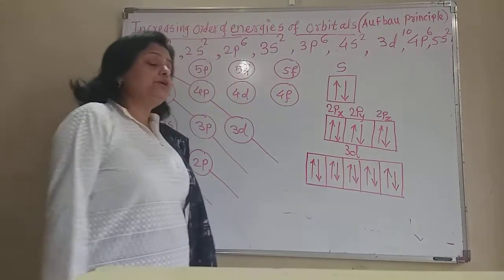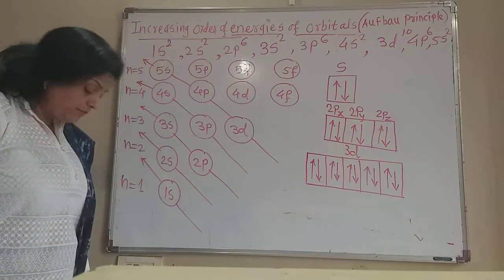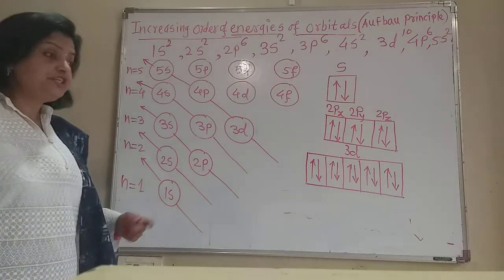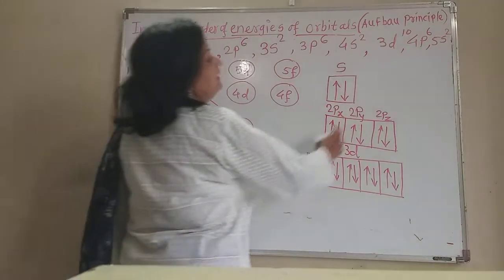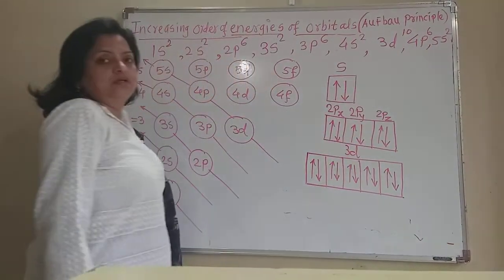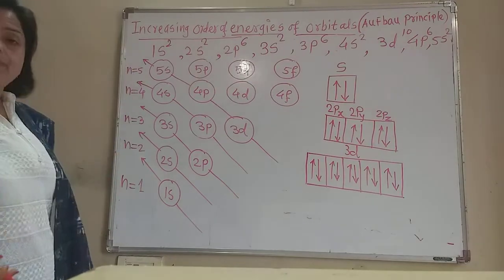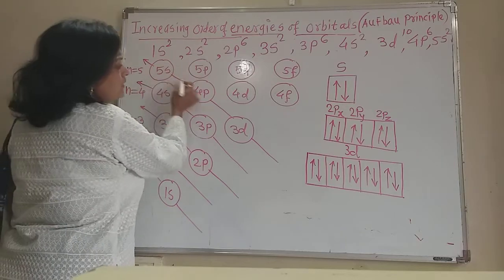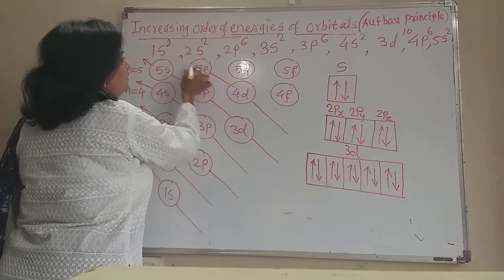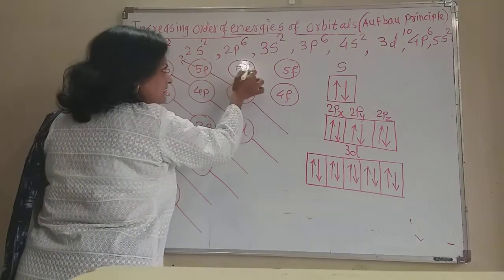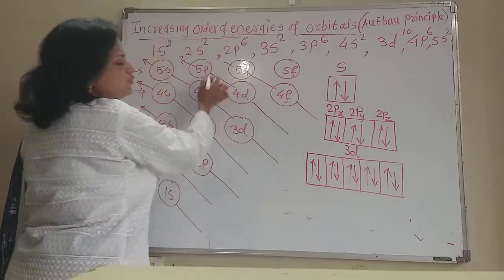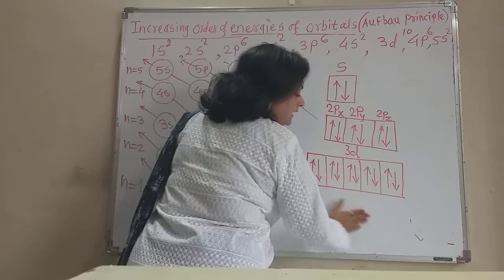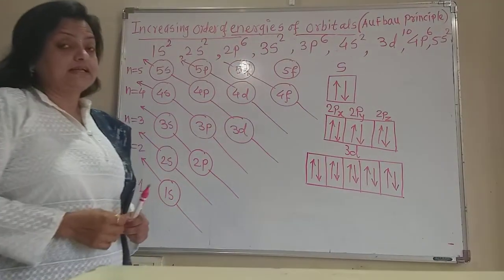As there are 5 different d orbitals, the total number of electrons accommodated by the d orbitals is 10. So I write here 3d10. And again the p orbitals are there and f also there. After this 5s, this 4d comes, then this 5p, and then these 4f. Now see this 4f. The f orbital has 7 different types of f orbitals.